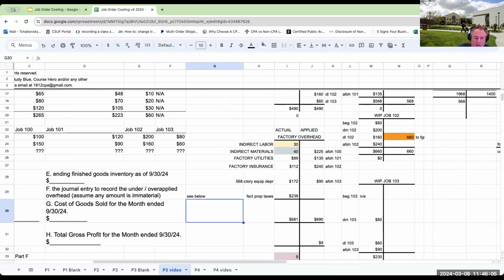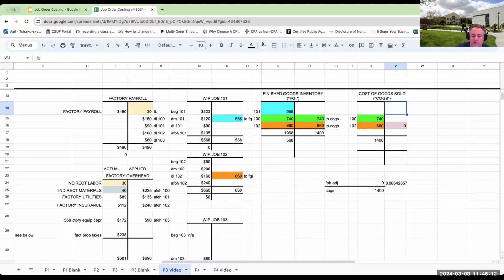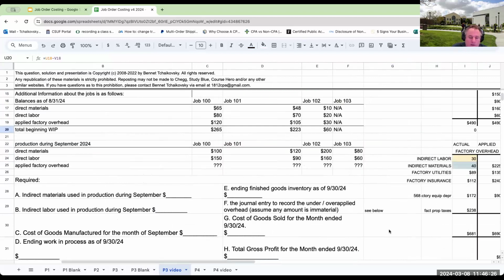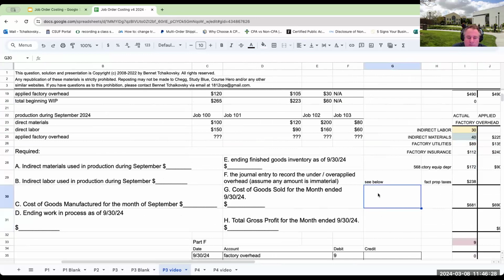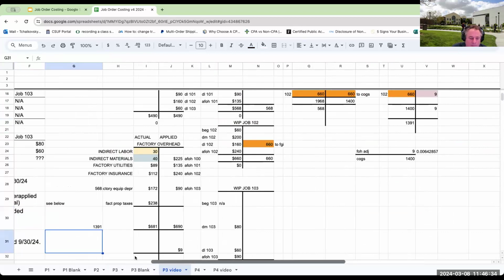Next one, cost of goods sold for the month ended 9/30/24. My cost of goods sold was 1,400, but I made this little adjustment. So I subtract the smaller from the larger value, leave the remainder on the larger side, and it's going to be 1,391. So coming over here, my cost of goods sold for the month ended 9/30/24 is going to be 1,391.